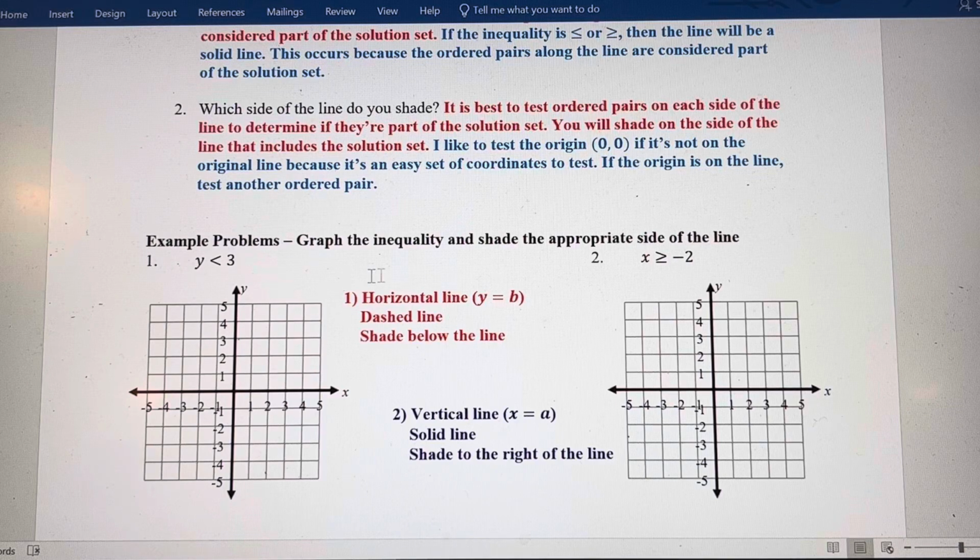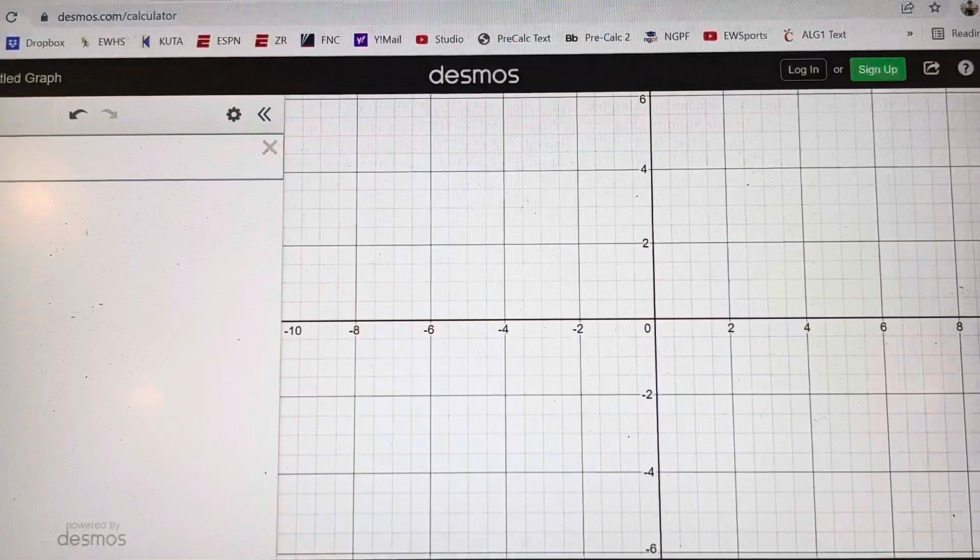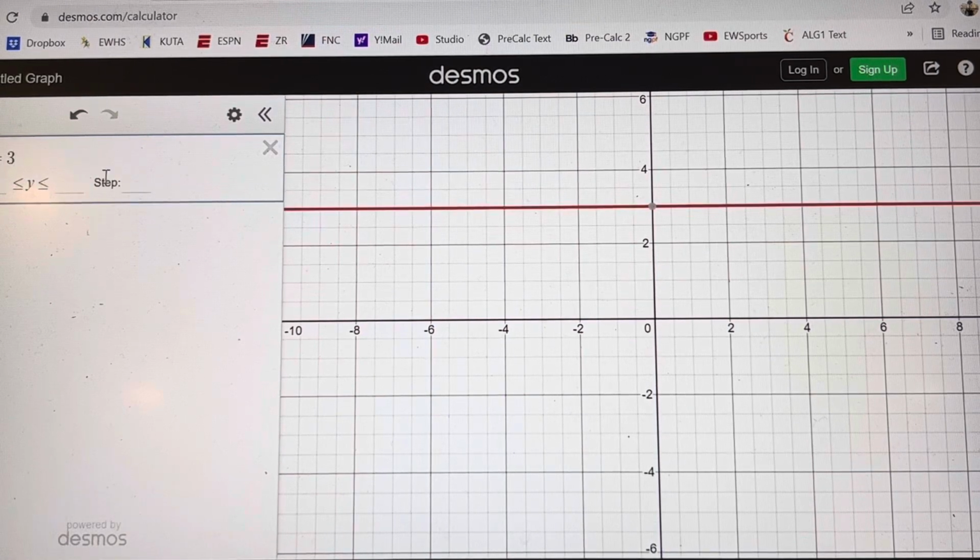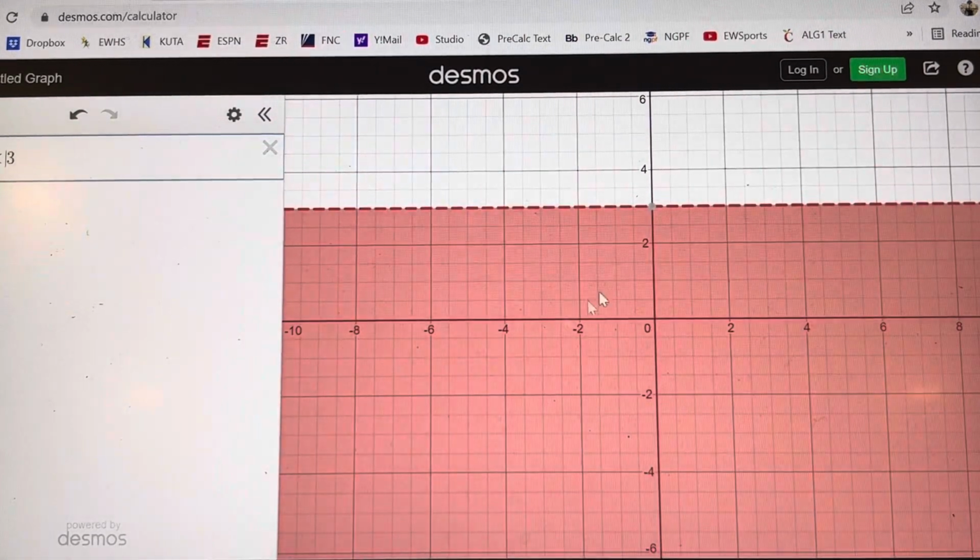I'm going to plug these in and you'll see how the shading works. I'm going to plug in all the different types of inequalities here just so you can see the difference. But let's go with y equals 3 first. Again, when you're graphing these, you want to graph the equation first. Y equals 3. Now our inequality was less than, so let's change it to less than. And you can see the line went from solid to dashed, like we said it would be. Less than 3 means below, so we shade everything below here.